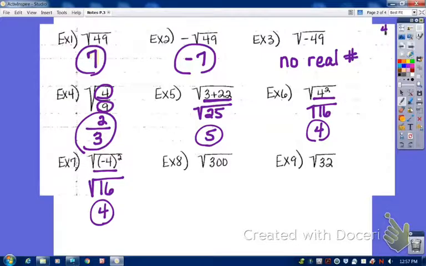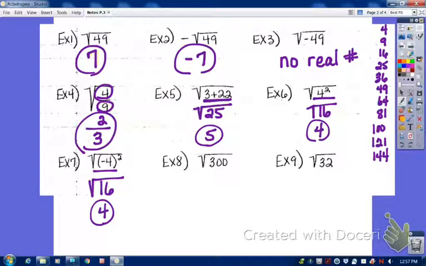2 squared is 4, 3 squared is 9, 4 squared is 16, 5 squared is 25, 6 squared is 36, 7 squared is 49, 8 squared is 64, 9 squared is 81, 10 squared is 100, 11 squared is 121, and 12 squared is 144. We could go further with that list, but those are the numbers that you learned how to multiply in the 3rd grade.